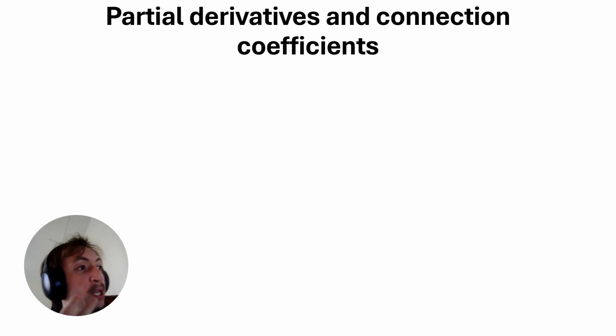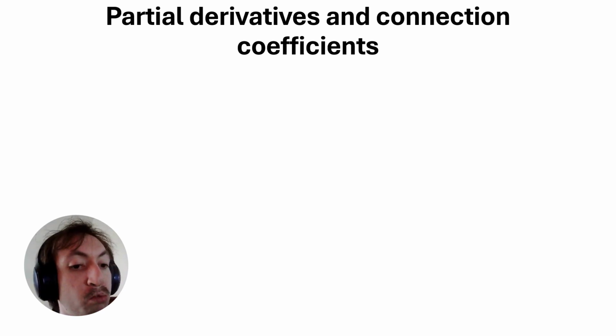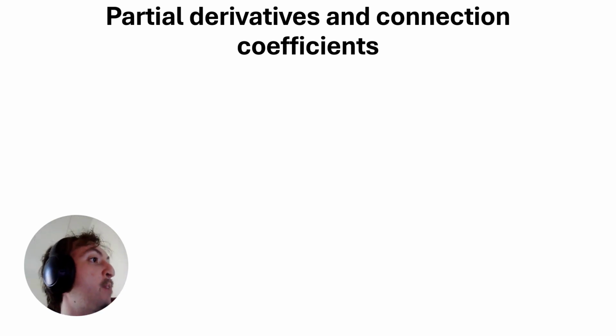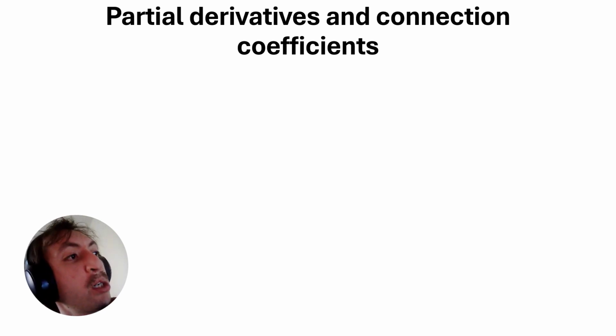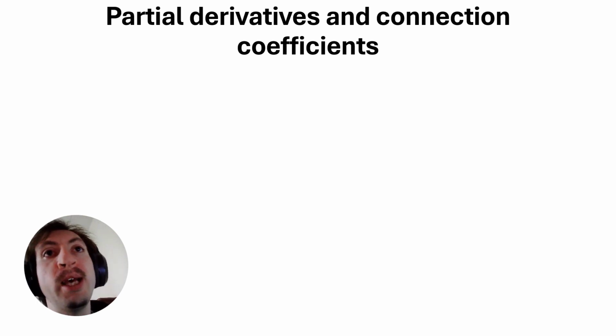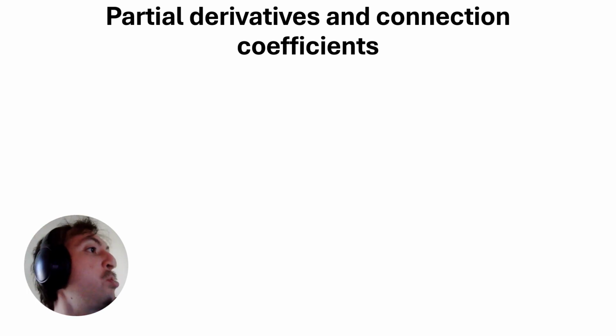So the thing that is actually describing the change of a basis vector, we can write that as the partial derivative of a basis vector along a particular direction, and when we do that, we'll introduce a symbol called a connection coefficient. So that's where we're going for this part of the video.